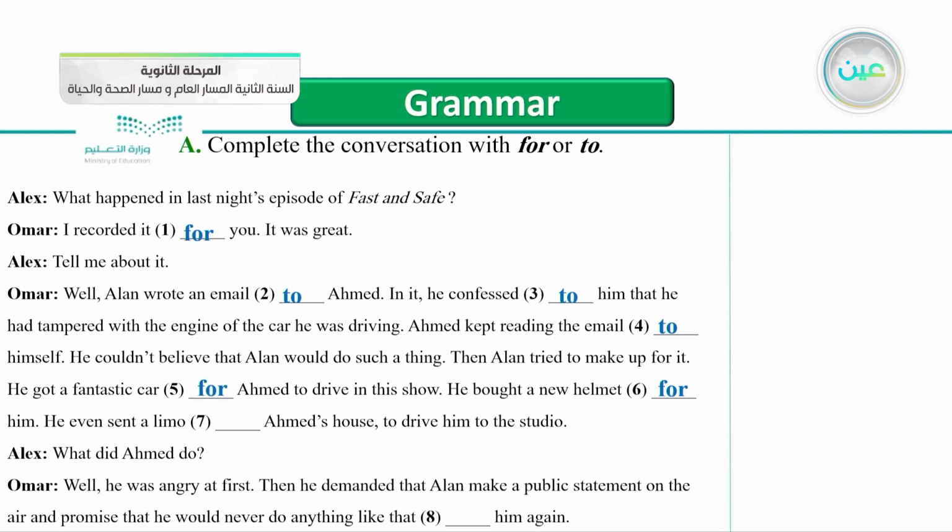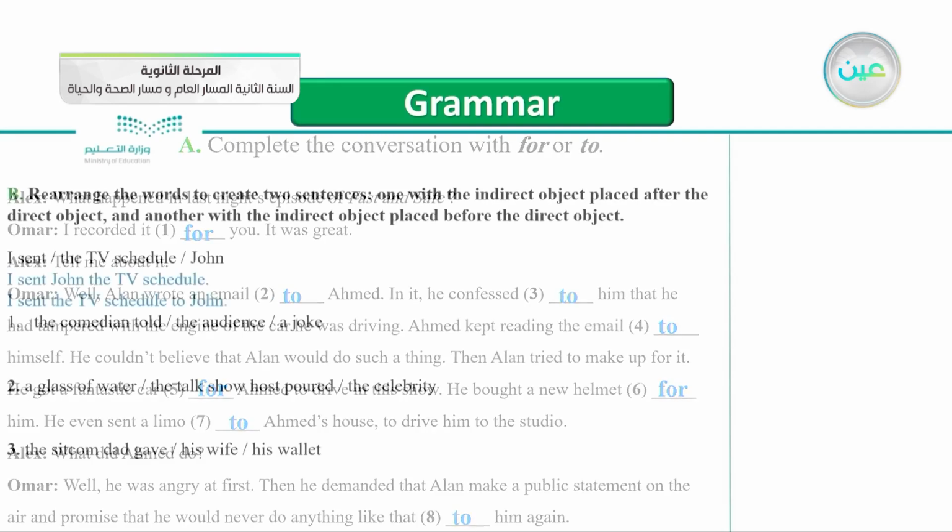He even sent a limo to Ahmed's house to drive him to the studio. Alex, what did Ahmed do? Umar said, well, he was angry at first. Then he demanded that Alan make a public statement on the air and promise that he would never do anything like that for him or to him. Yes, to him again. So now we know when to put "to" and when to put "for".